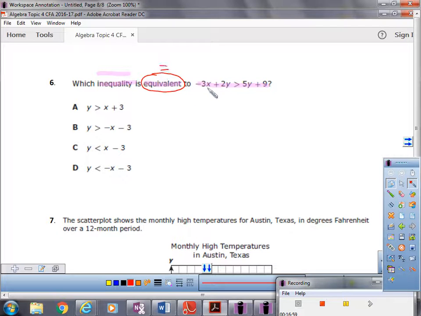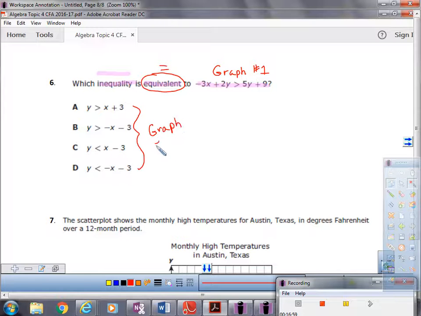So we want to know which one of these would be the same as that, equal to that. The best way to do this would be to graph them and find out which one has the same picture. You're going to want to graph this first. This would be graph number 1, and then graph each one of these to see which ones have the same picture. Because if they have the same picture, then that's your equivalent inequalities. So graph each one of these.